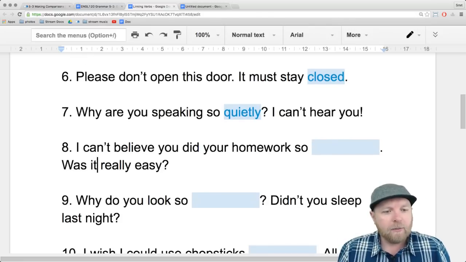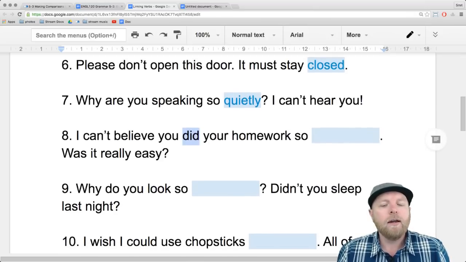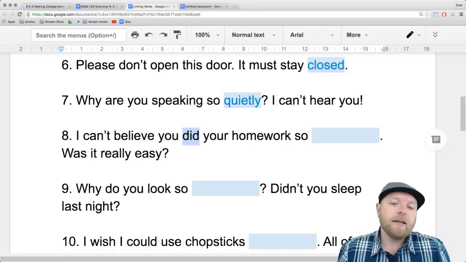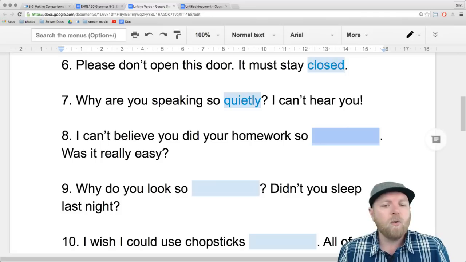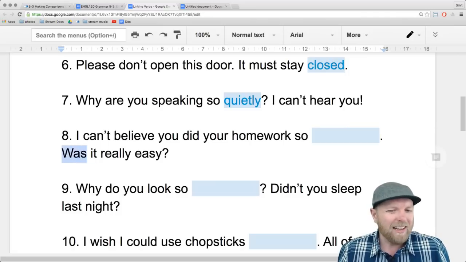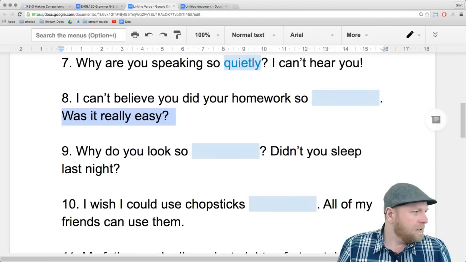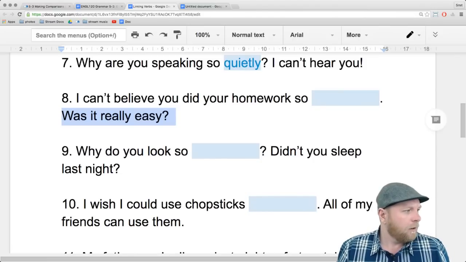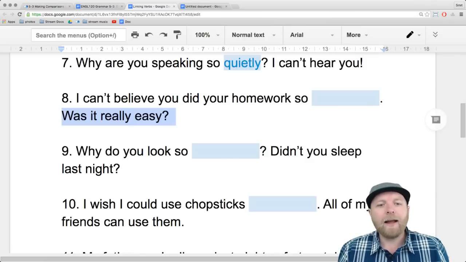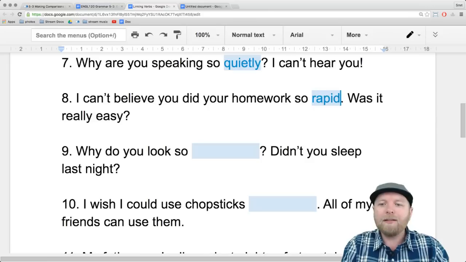Great. Number 8, I can't believe you did your homework. Is this a linking verb? No, it isn't. You did your homework so something. Was it really easy? Well, what did John write? John, where is John's answer? Rapidly. I can't believe you did your homework so rapidly.